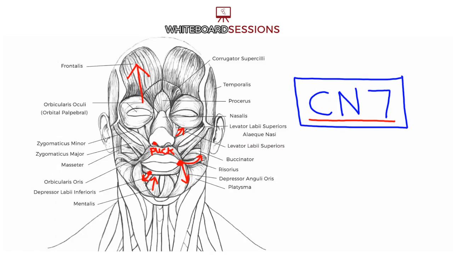The zygomaticus major muscle is going to take the corner of the mouth and move it superior laterally when you smile. That's a key one to know. The zygomaticus minor muscle is going to elevate the upper lip. The buccinator is going to move the cheeks against the molar teeth during chewing. The orbicularis oculi is going to close the eyes, whereas the levator is going to open the eyes. Guys, those are the key things I pay attention to as you skim through those muscles.